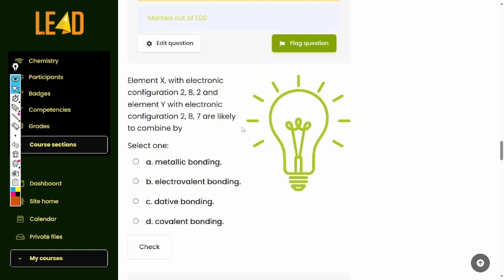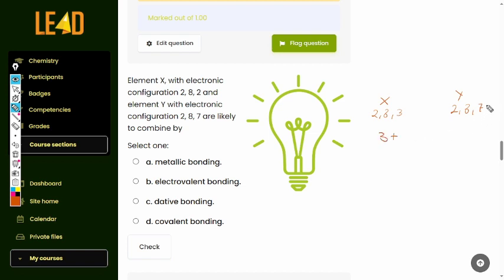Question 16. Element X with this electronic configuration and element Y with this configuration are likely to combine by... So what kind of bond will be formed between X and Y? Let's see. The configuration for X is 2,8,3, and that of Y is 2,8,7. What we observe here is X belongs to group 3 because it has 3 electrons on the outermost shell, and group 3 elements are metals and they easily lose their 3 electrons to form 3+ ions.